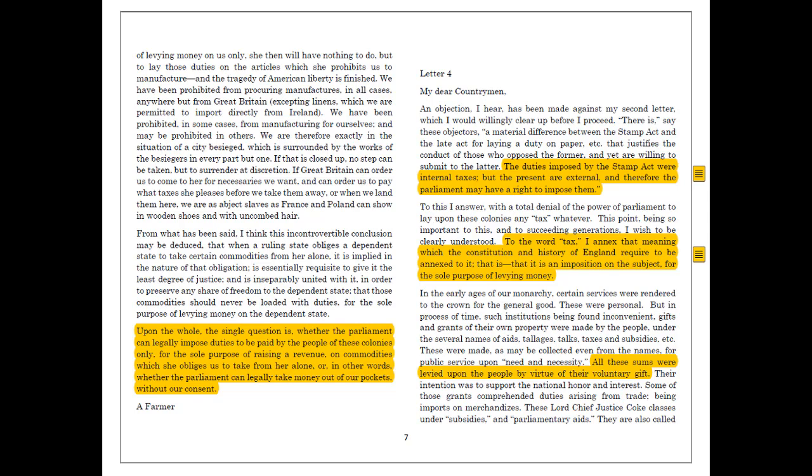In invoking that phrase, "levied upon the people by virtue of their voluntary gift," Dickinson is exactly sticking his thumb in the eye of those members of Parliament who claim that Britain is a great constitutional order because of the principles established in 1688. He is telling them, if you really believe that, then you would recognize that this is not our voluntary gift.